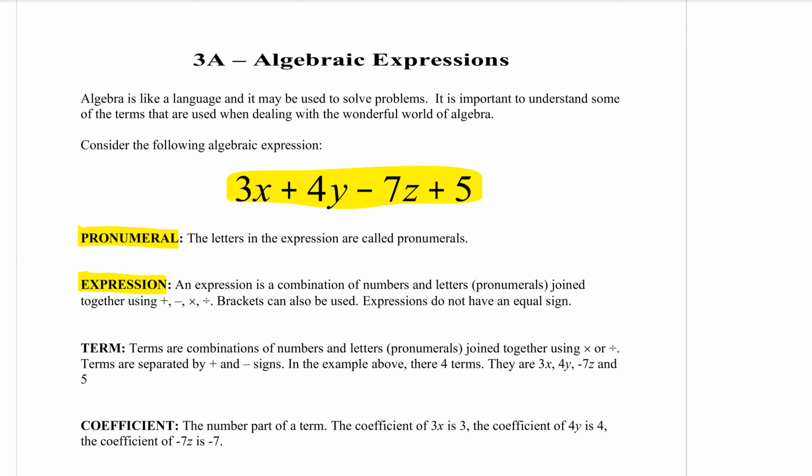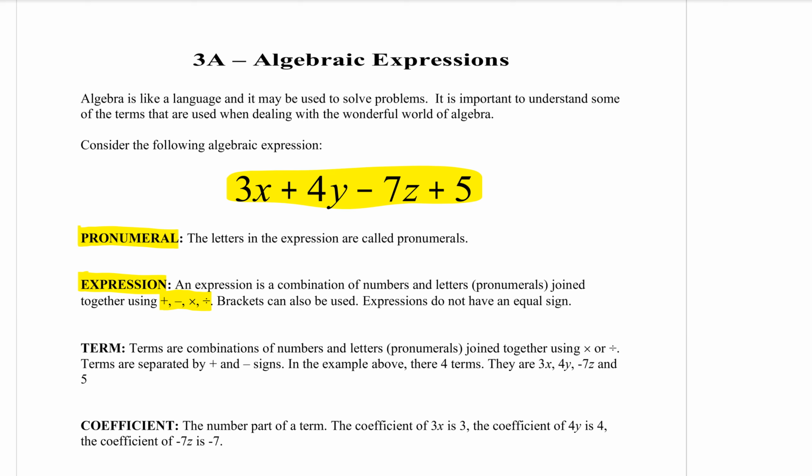An expression is a combination of numbers and letters, which means the pronumerals, joined together using either add, subtract, multiply and divide signs. Brackets can also be used. Expressions do not have an equal sign. So this thing here is an expression because it is 3x + 4y, there's a whole bunch of plus and minus signs putting those things together. But there's no equal sign there, okay? Which is important because once it gets an equal sign, it then becomes an equation.